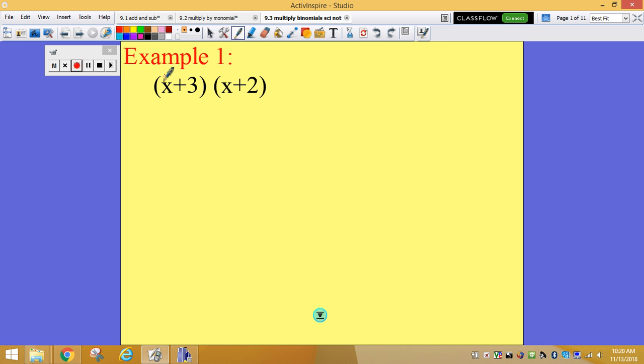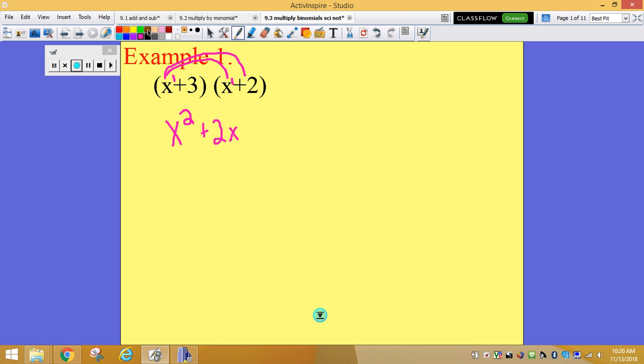So we're going to take this first term and we're going to distribute it twice. So I'm going to do x times x and I'm going to do x times 2. So x times x is x to the second, because remember we add the exponents. It's a 1 and a 1, so that's an x to the second. X times 2 is a positive 2x.